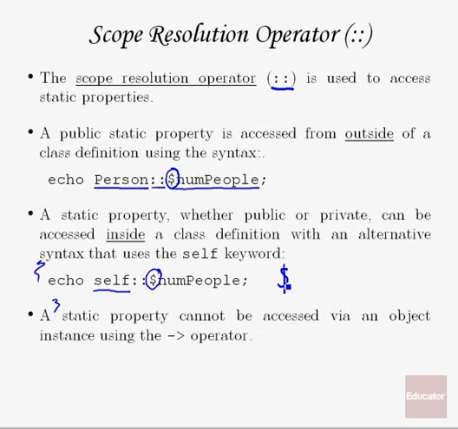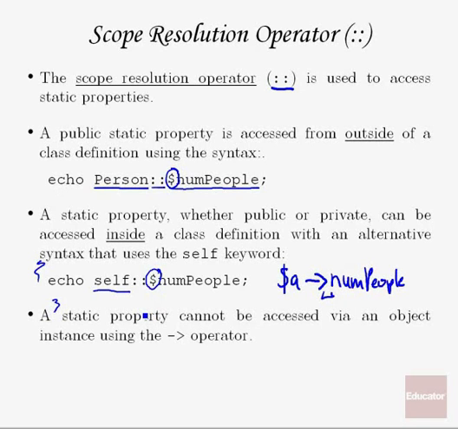when we access instance variables, we use this arrow operator, and if we had a property called numPeople, we'd access it like this, without the $ sign. So that's one definite distinction between accessing static properties versus instance properties.